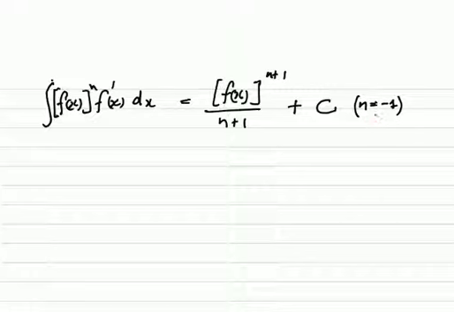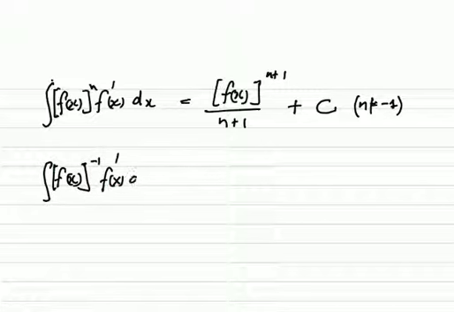Now the question of n being different from minus 1 takes us to another type of integral here. Now let's say n was minus 1 here. Check what's going to happen. It will be f of x to the power minus 1 multiplied by f prime of x dx, which is equal to the integral of f prime of x over f of x dx.